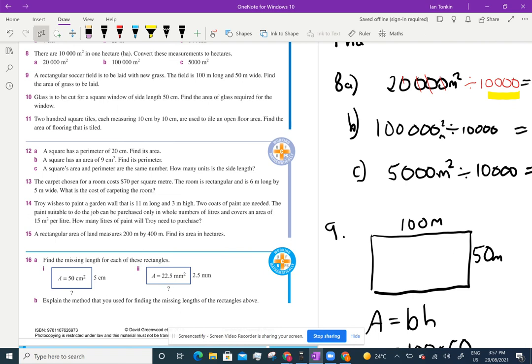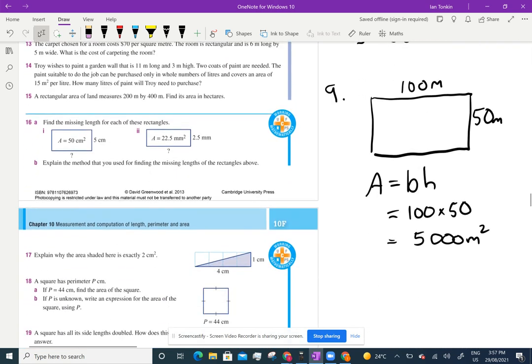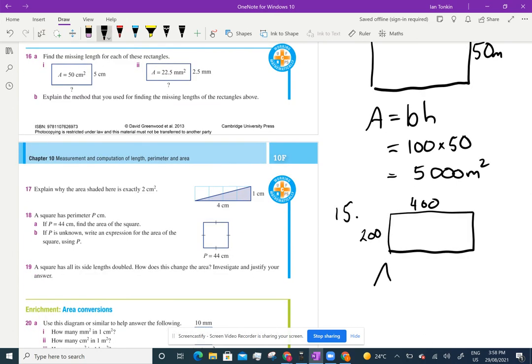You have a go at the next one. 11, I'm going to jump down to 15. And then you're going to have a go at the others on your own. Okay, a rectangular area of land is 200 by 400. Okay, so 200 by 400. Well, area equals BH. The base is 400 and the height is 200.